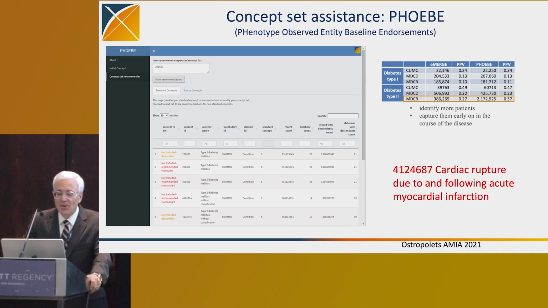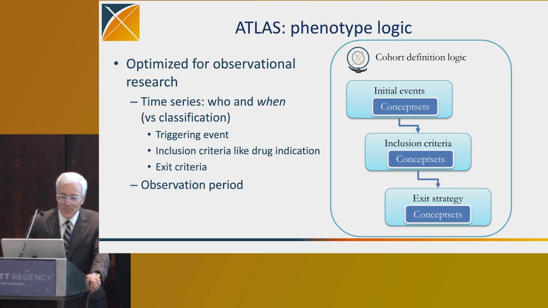And then she created this user interface in Atlas, which makes suggestions. So here's an example for us. Cardiac rupture due to and following acute myocardial infarction. This is a code that's not in that hierarchy. It's not underneath MI because it's not an MI. It's a cardiac rupture, which is a different thing. But it has MI in the name because it's due to it. If they had one of these codes, they must have had an MI in the past. So if you want to increase your sensitivity, you might include this code. And Phoebe points you to these kinds of codes that you can include.